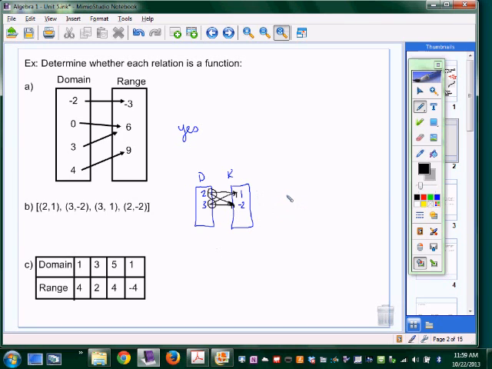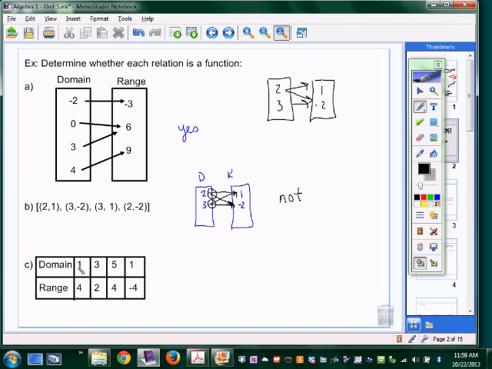So if it was 2, 3, and then I had something like just the 1 and a -2, and it only did this, then it's a function. But if this then goes here, it's now not a function. So if you put in an x, you can only get out 1 possible y.